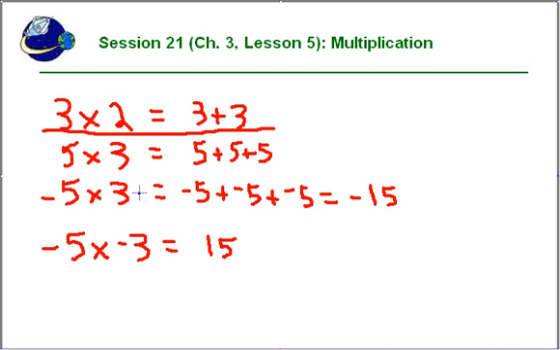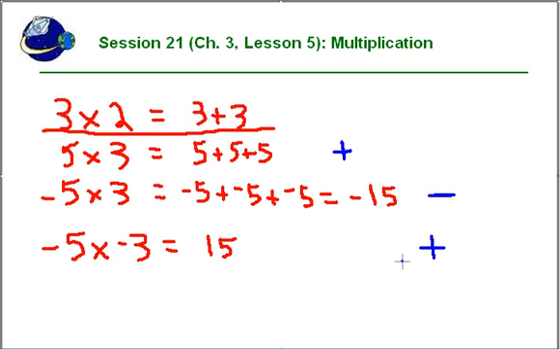So here, in our first example, we had a positive times a positive. And what did that give us as an answer? It gave us a positive answer. In our second example, we had a negative times a positive. And what did that give us? It gave us a negative as an answer. And in the last one, a negative times a negative is a positive, just as a positive times a positive is a positive.